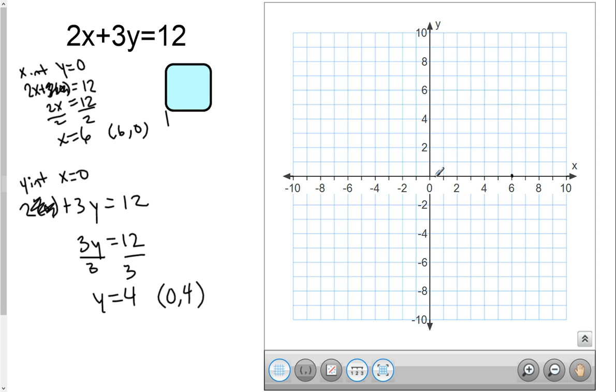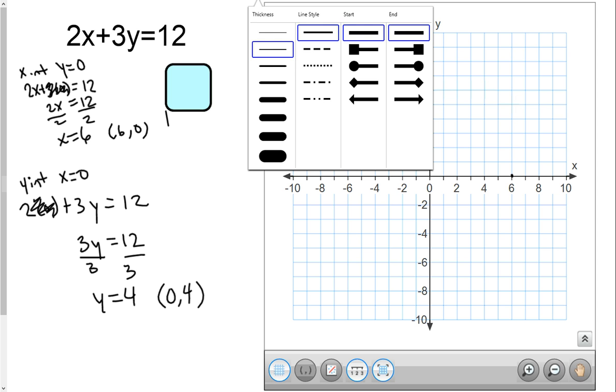Now what's interesting about this is that when you graph those 2 points, I graph the x-intercept, 6, 0, and I graph the y-intercept, 0, 4, which is here, I now have enough information with which to graph the entire equation.